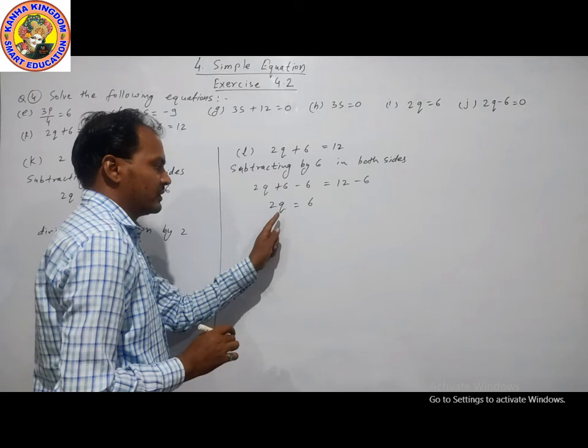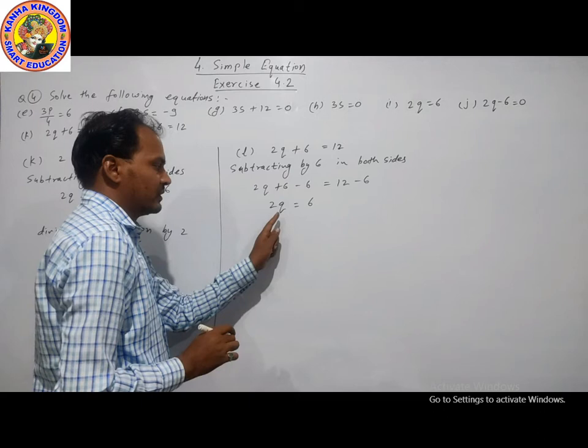Here y is multiplied by 2, so we will divide. Dividing the equation by 2. The equation is 2y is equal to 16. Now dividing by 2. 2 and 2 cancel. Y is equal to 8. This is our answer. Y is equal to 8 is our answer.